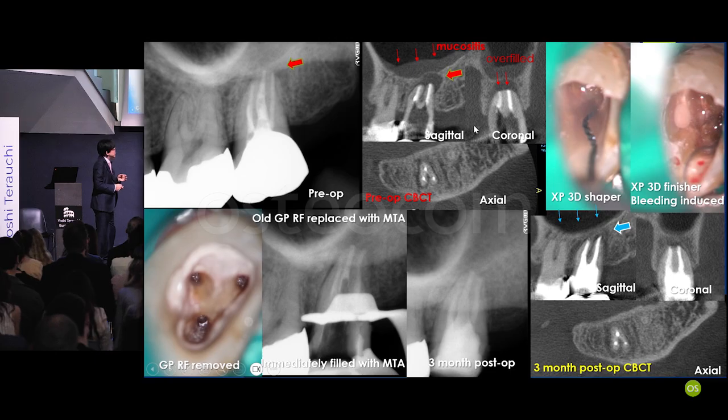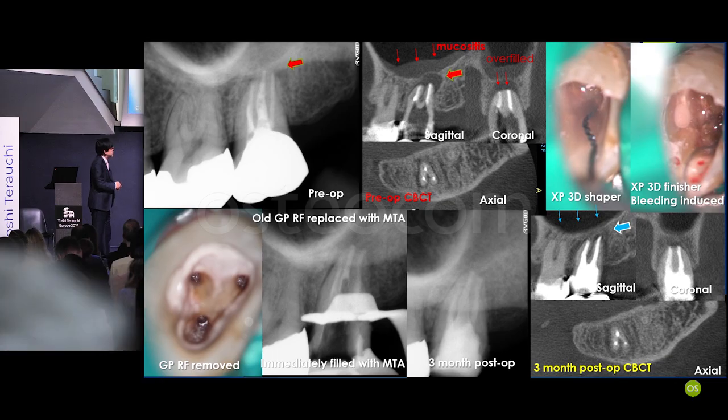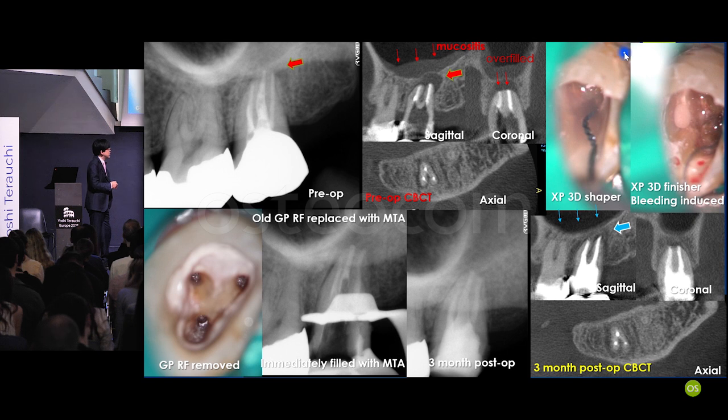So I decided to remove the gutta-percha fillings and replace them with MTA. This is immediate post-op. I replaced the old gutta-percha fillings with MTA. And this is 3 months post-op already showing nice periapical healing compared to this. I did nothing else. I just replaced the gutta-percha filling with MTA. That's all I did. Nothing else.